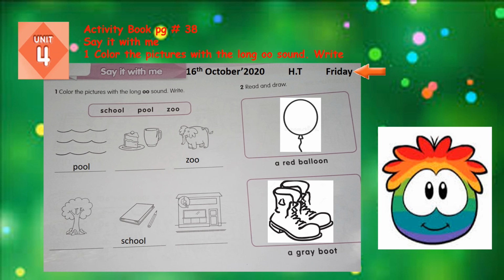Then on the left side, look at instructions number 2, read and draw. There are 2 empty boxes given. Look at the first box. There is a caption written about a red balloon. What you have to do, you have to draw a balloon and then you have to color it red. And the other option is given, a gray boot. You have to draw a picture of boot and then color it gray.